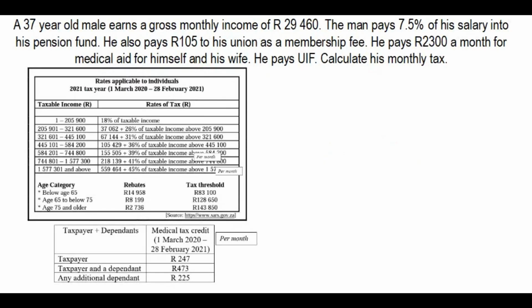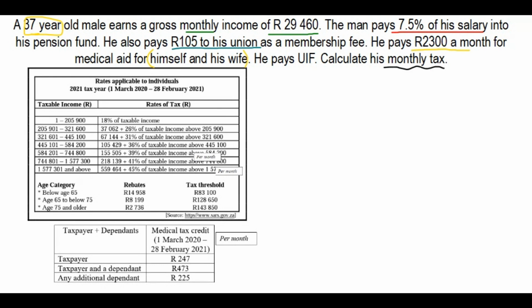We talk about a 37-year-old male. It is important to know his age. He earns a gross monthly income of $29,460. Note that that's monthly. Then he pays 7.5% of the salary into his pension fund, and he also pays 105 Rand to his union as a membership fee, and he pays 2,300 a month for medical aid for himself and his wife, so it's for 2 people. And then finally, they want us to calculate his monthly tax.